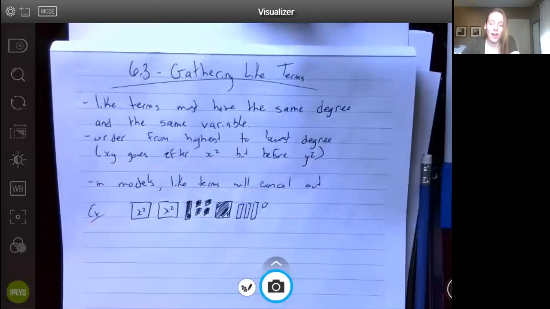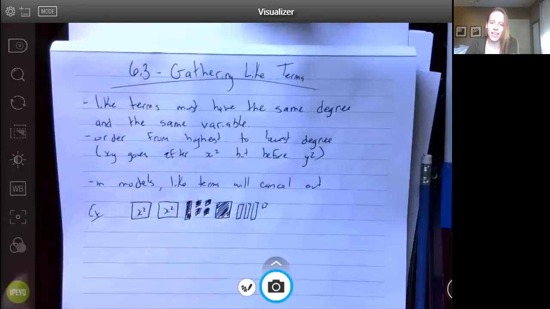If you're using other variables other than x and y, just make sure that you start with a variable squared, then have the joint term of the two different variables together, and then another variable squared if there is that. As we talked about, I think yesterday, in models, like terms will cancel out.